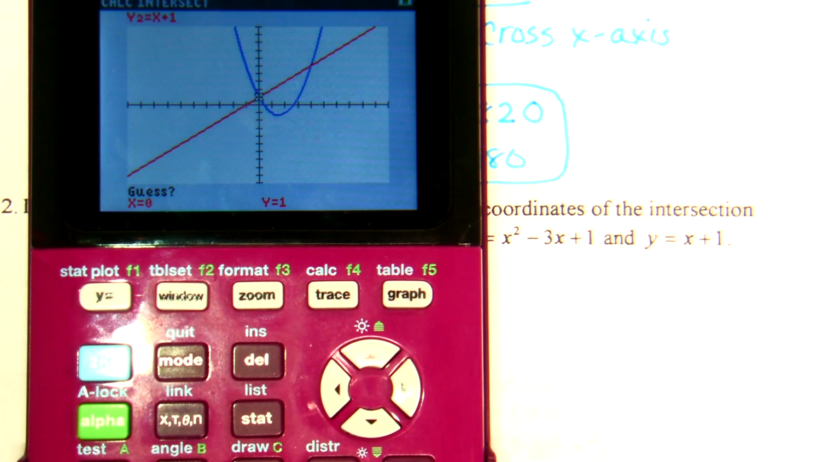Repeat the process to find the other one, except when you find the second one, you have to move the guess. Does that make sense? So if I start over, second calc, number 5 is intersect. First curve stays, second curve stays, but this time, if I hit enter again, it's going to give me 0, 1 again. How do I get the other one? Arrow over to that spot. If I arrow over to that area and hit guess, now it tells me specifically that intersection point is 4, 5.